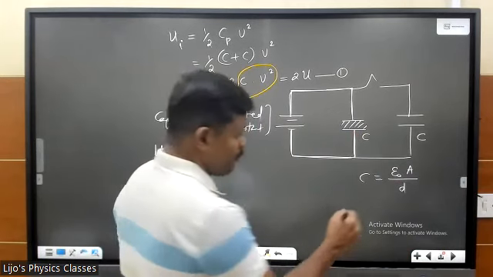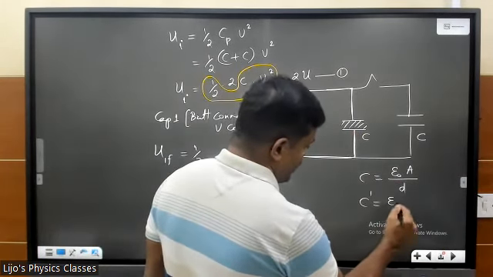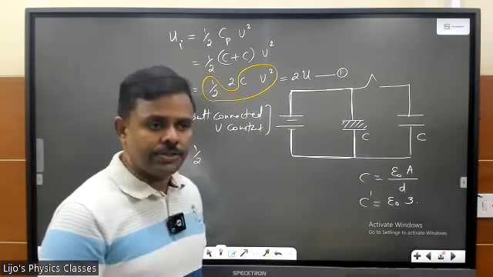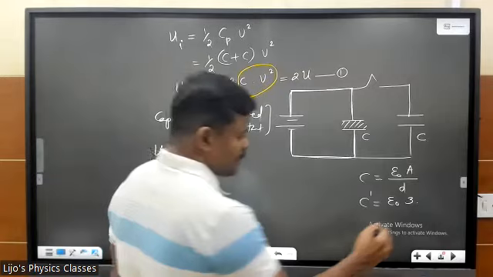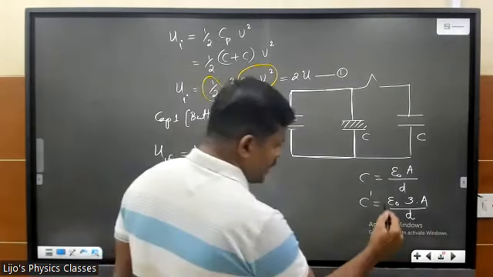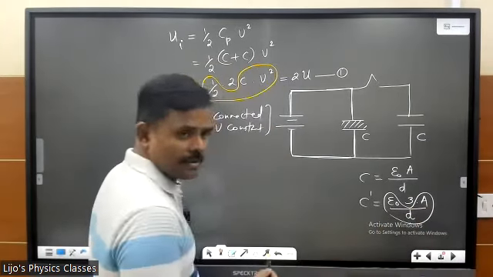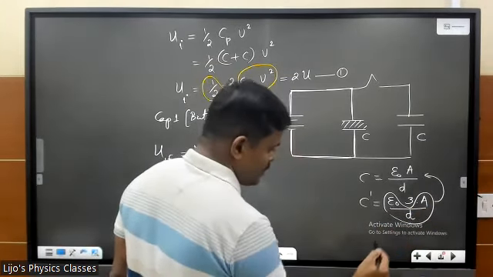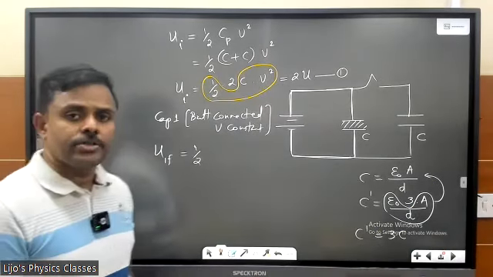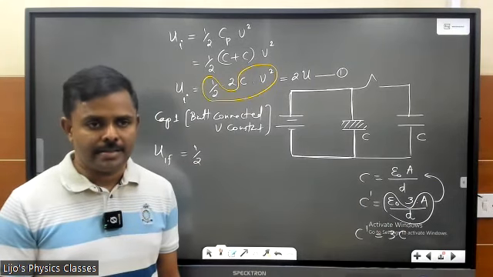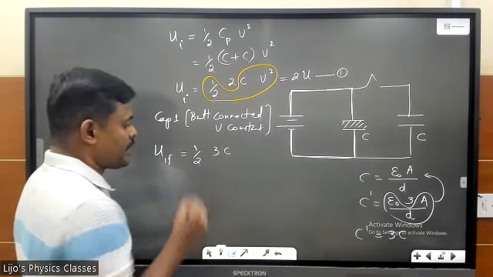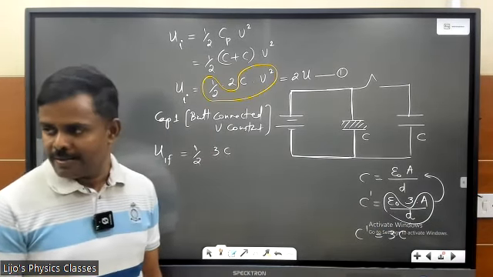When you fill it with a material, it is what? Epsilon 0, epsilon r. Epsilon r is given as 3 in the question, right? Epsilon 0, epsilon r, A by D. Take these together. What is it? That is the old capacitance, right? So you get 3 times C. So the new capacitance is 3 times the old capacitance. So when you write the second configuration, you must write 3C as the capacitance, right?